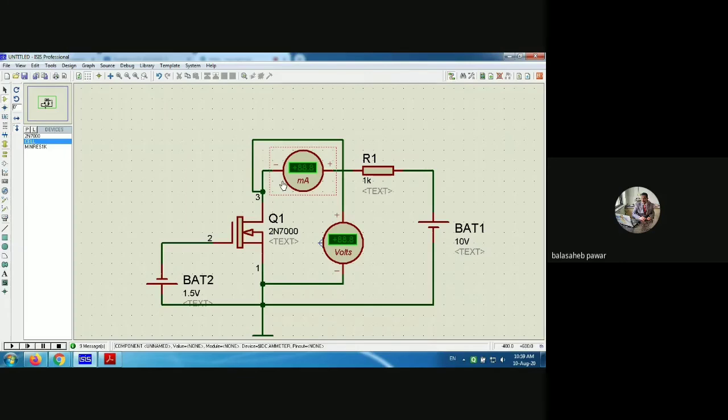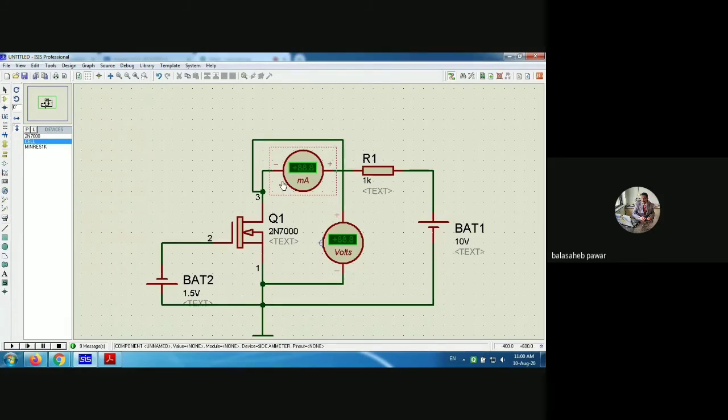Now, for BJT, what is the controlling parameter? Input current, right? And the controlled parameter is what? That is output current. And that's why we are calling BJT a current controlled device. Now for FET or this MOSFET, what is the controlling parameter? Input voltage. And the controlled parameter is what? Output current.